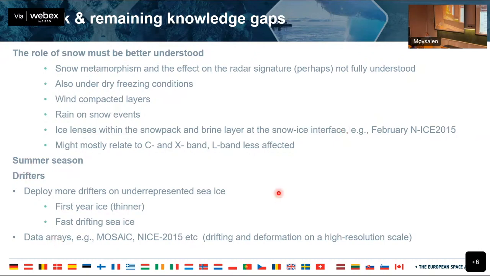Drifters. There is an underrepresentation of sea ice drift on the first year ice or the thinner ice types. People want the drifters to survive for as long as possible, which means that we don't put them in areas where we know we have a huge risk of them being destroyed within 3 weeks. But in order to improve the drift estimates, we might have to look at using some of them. And data arrays, so we get the high resolution deformation scales. Yeah, that's it.